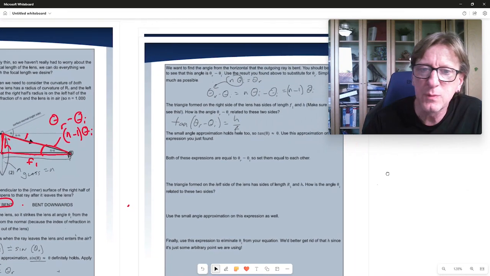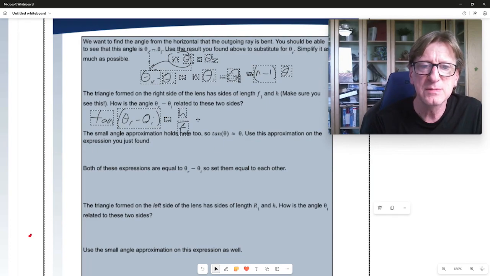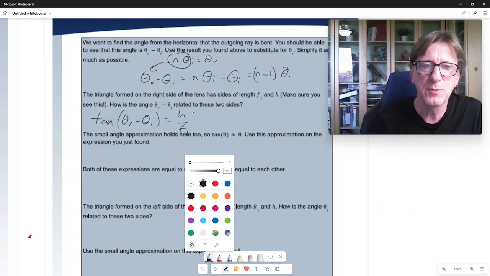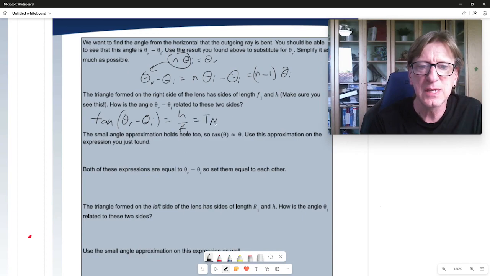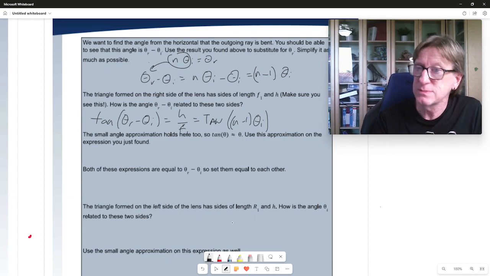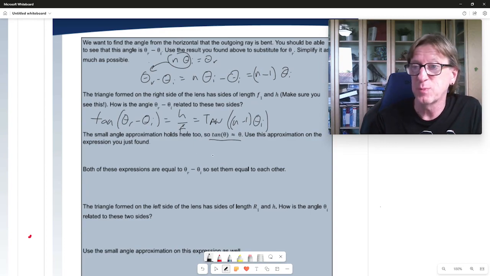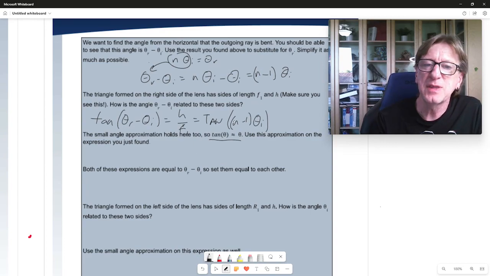All right, and so now we will substitute in what we found above. So this is equal to the tangent of (n minus 1) theta i. Now the small angle approximation still holds, and another form of the small angle approximation, just like sine theta equals theta, is that tangent theta also equals theta. By the way, cosine theta does not equal theta, but cosine theta is going to be approximately 1. So this tells me that the tangent of theta r minus theta i is approximately theta r minus theta i.